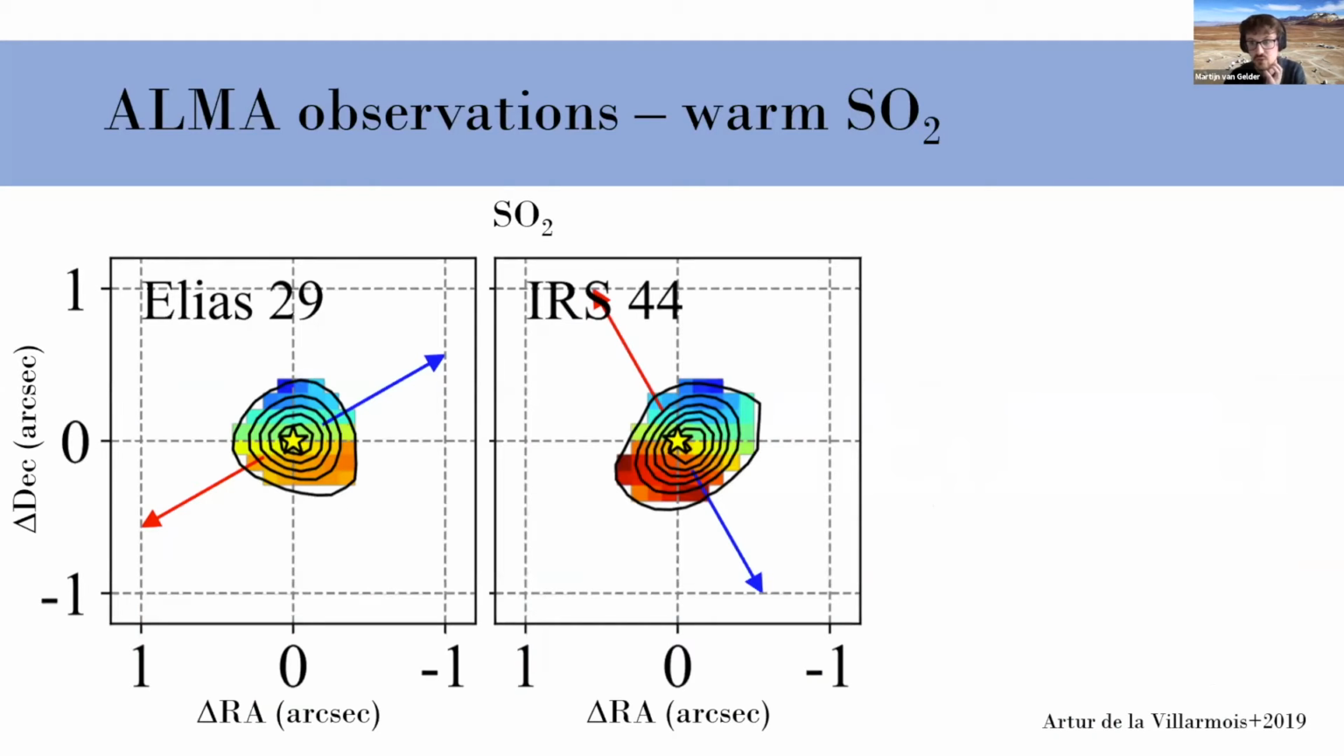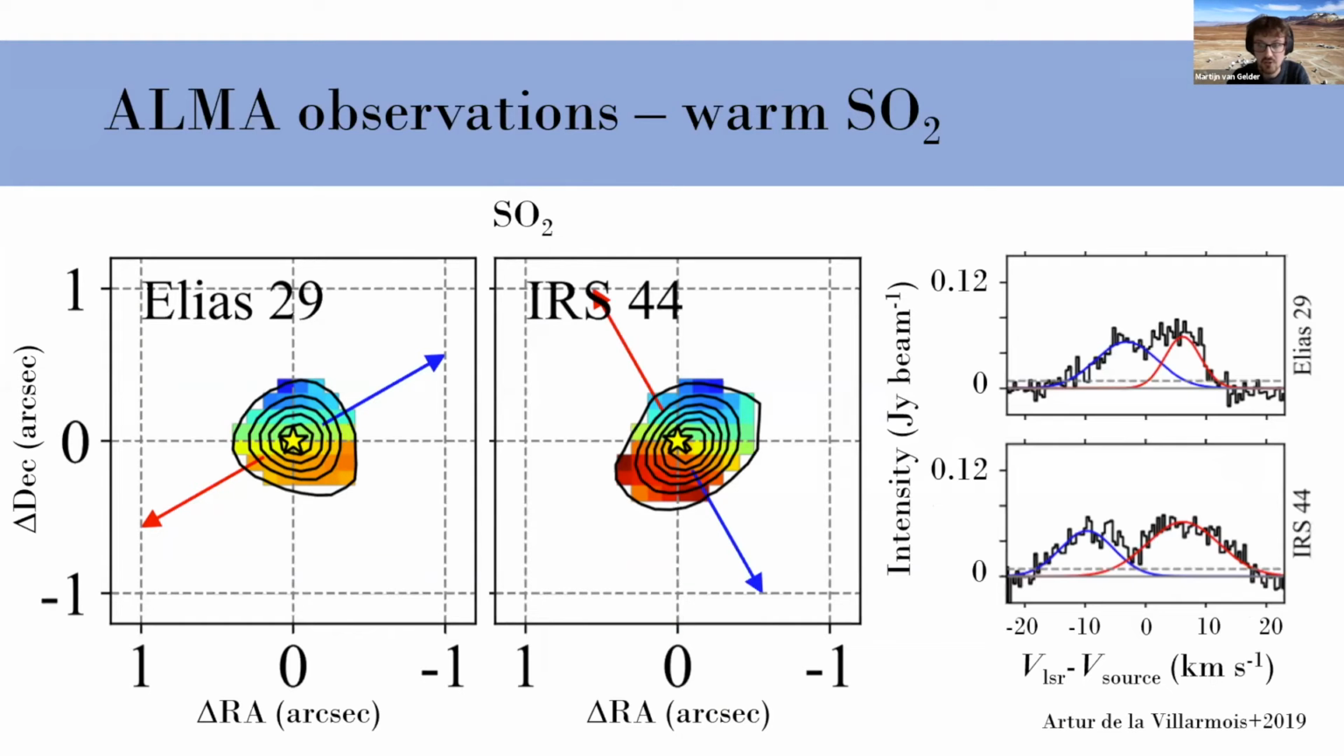Similarly for SO2, people have also observed warm SO2 in such embedded systems. So these are two Class 1 systems, where the arrows denote the outflow direction, and the color plot is the rotation signature of warm SO2 emission, which is seen to be perpendicular to these outflows. And also, when looking at the velocity profile, people have suggested that this might also be originating from such an accretion shock. So warm SO and SO2 emission might be a good candidate for tracing these accretion shocks.